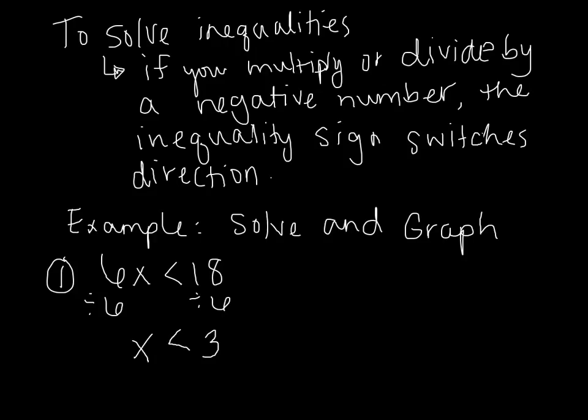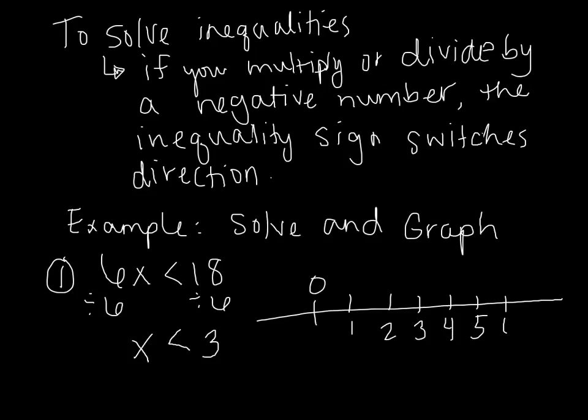Now I have to graph, which again is just a number line. 1, 2, 3, go a little bit past, 4, 5, 6. That's a good number. All right, should my circle be open or closed? It should be open because it is not equal to 3.